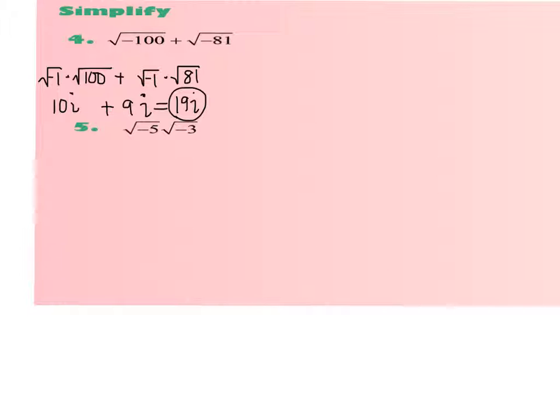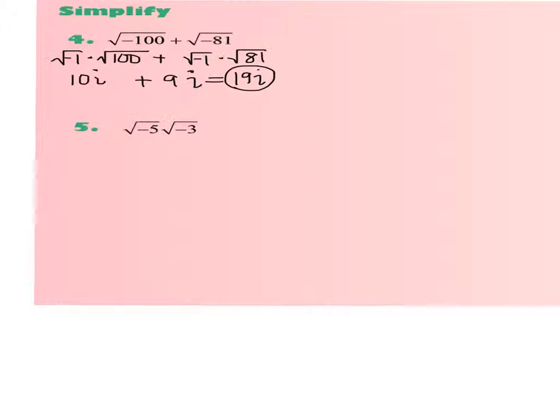And then moving right along here, we have the square root of negative 5 times the square root of negative 3. So for the square root of negative 5, we have the square root of negative 1 times the square root of 5. And then for the square root of negative 3, we can break that up as well.